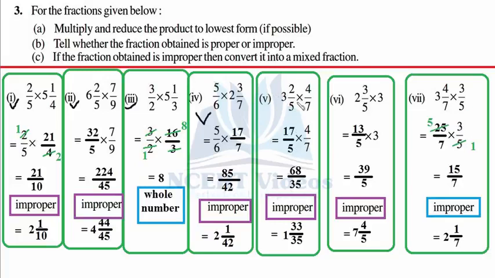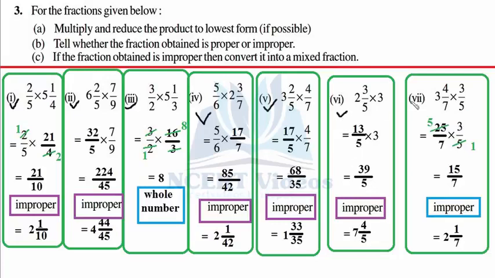Now multiplication, 17 4s are 68, 7 4s are 28, 2, 4 plus 2 is 6. 7 5s are 35, again improper because numerator is greater than denominator. 35 ones are 35, remainder is 33. So this makes your mixed fraction. Sixth part, 5 2s are 10 plus 3 is 13 over 5 into 3 as it is. Now 13 3s are 39 over 5, it is improper. So 5 7s are 35 and 4 is remainder over 5. It is your mixed fraction.